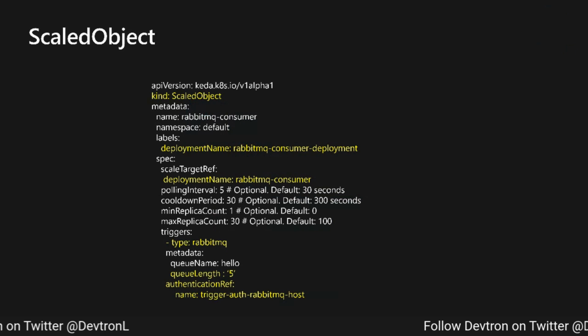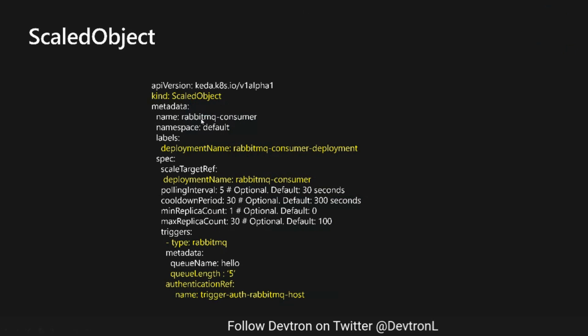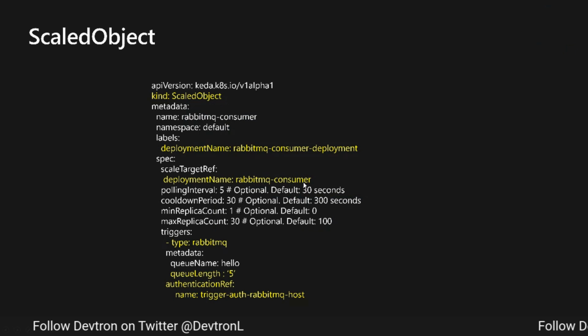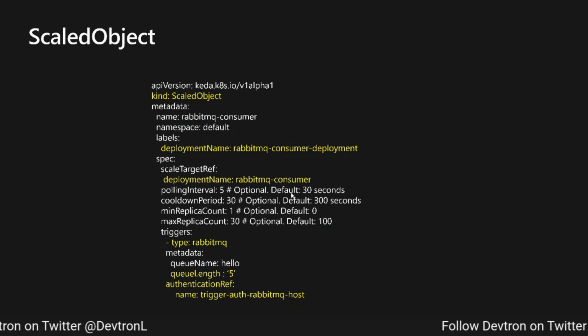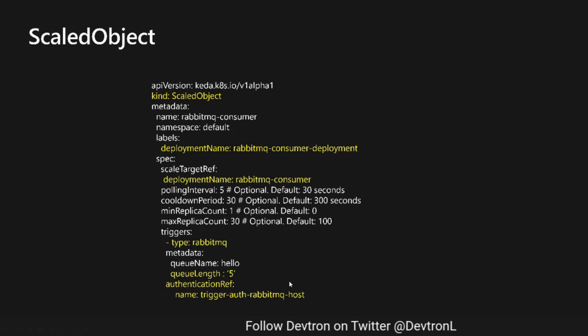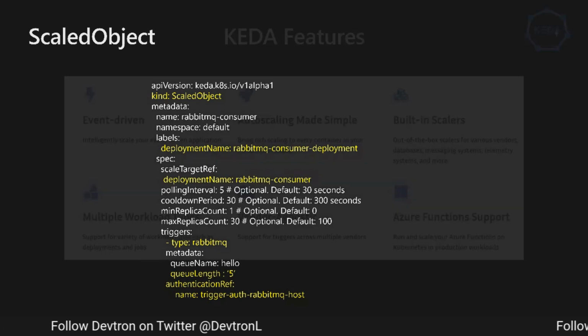So this is what we saw in that scaled object, where we had the kind as ScaledObject. We specified the target reference as the RabbitMQ consumer deployment, and then the type of trigger as RabbitMQ, and then the metadata for how to connect or how to query the state of RabbitMQ.